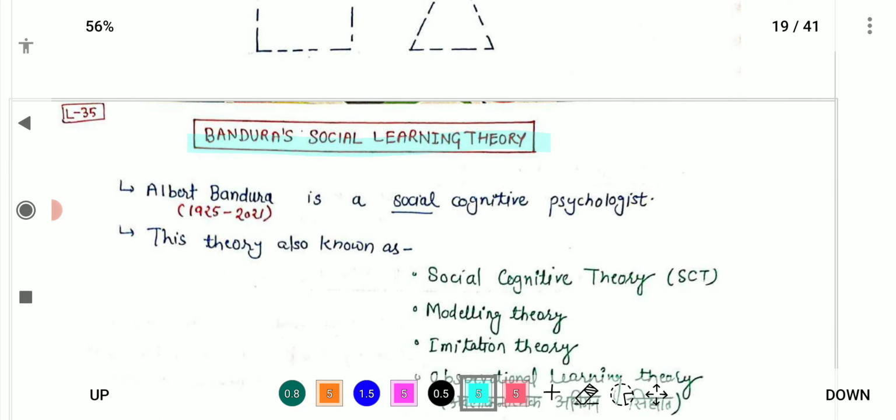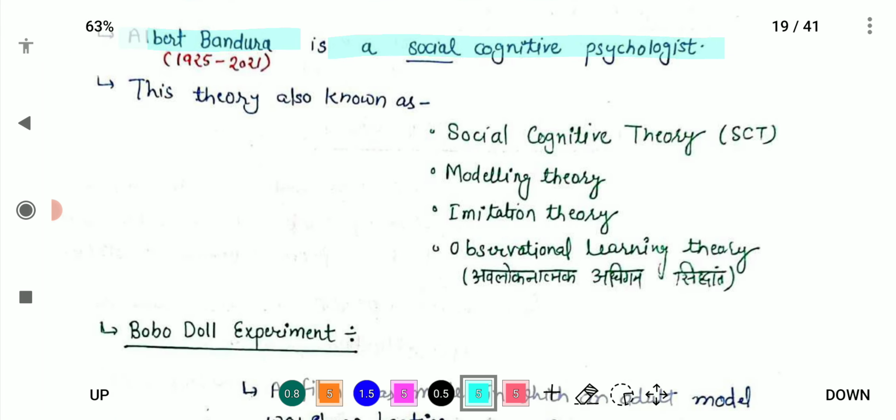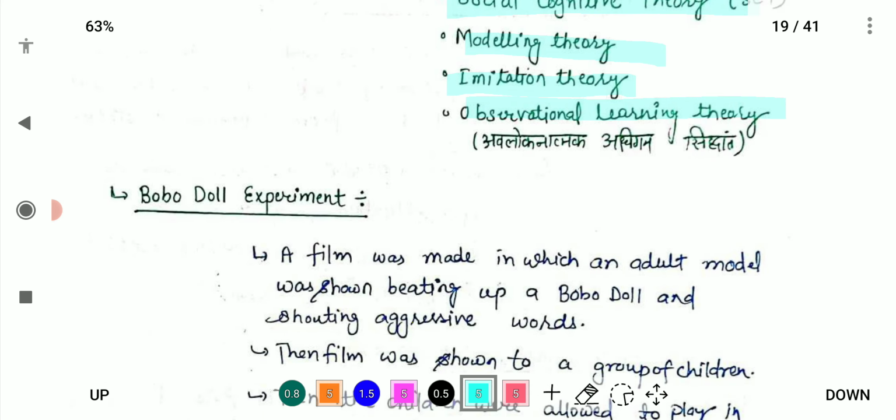Okay, Bandura's social learning theory we are going to see. Albert Bandura is a social cognitive psychologist, meaning he used to interact with others. This theory is also known as social cognitive theory, modeling theory, imitation theory, observational learning theory. Understood? First of all, we are going to see the Bobo doll experiment.